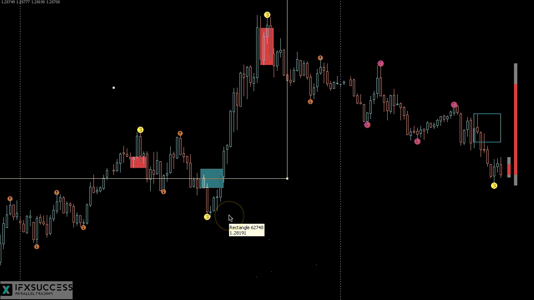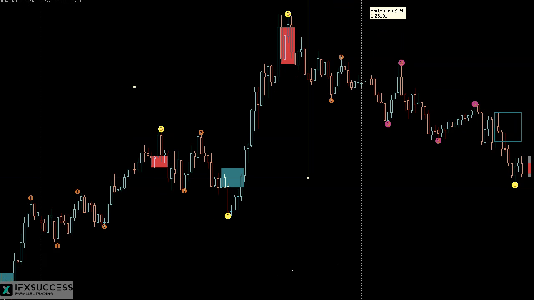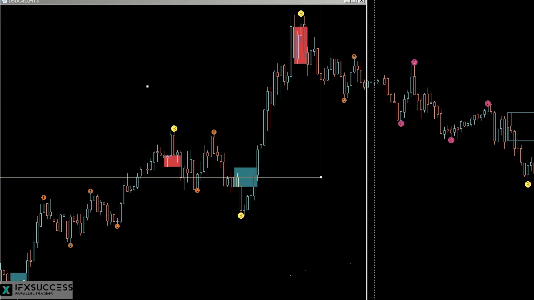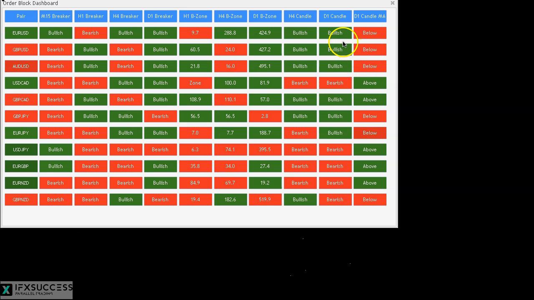So yes, can you actually enter on those and see if it's gonna work out? Yes, of course. At least you want 4 things going your way. You want to have your 4-hour and your daily candle, and if you're going based on the 1 hour breaker, you could do it. But at least you want your daily candle going your way. If it's going against your way, don't even bother. Just ignore it and move on to another pair opportunity.